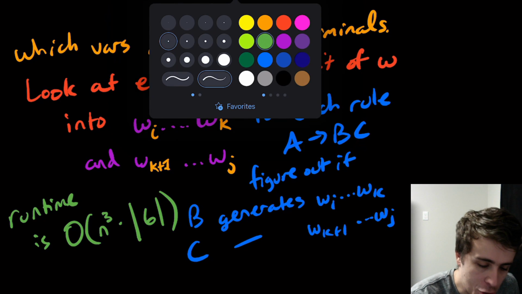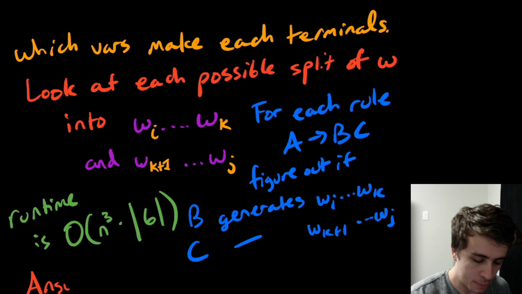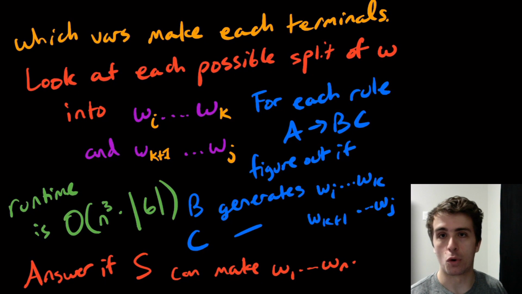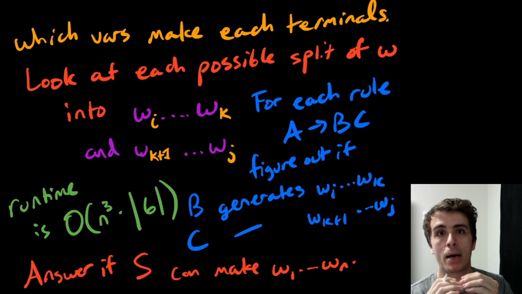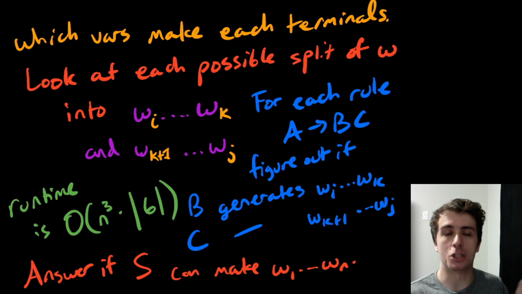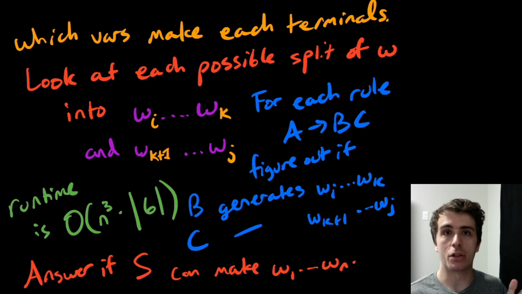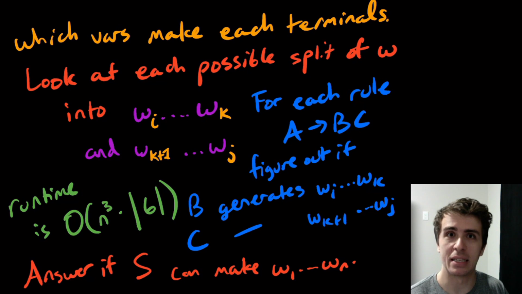And the only thing we need to do at the very end is answer if the start variable can make W_1 through W_n. And therefore, because we worked our way up from the bottom with small portions of the string, we're going to be able to answer just by storing the variables which can make certain portions of the string into a table of some kind. Then we can answer whether the start variable can make the whole thing. And that's basically how this algorithm works.